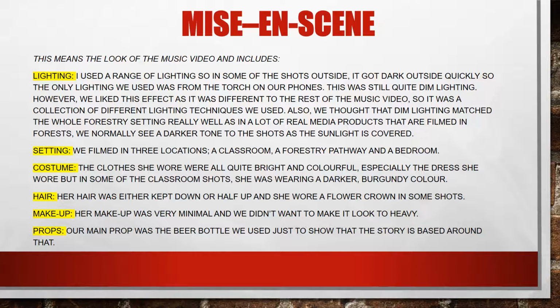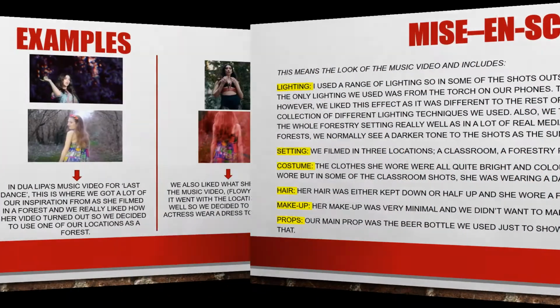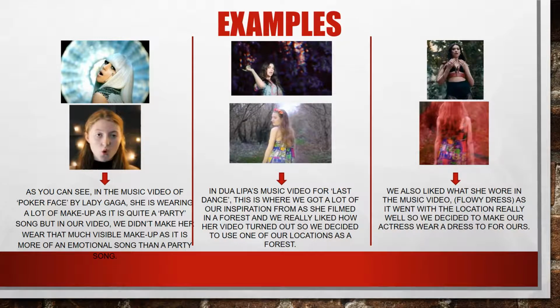For the setting, we filmed in 3 locations: a classroom, a forestry pathway and a bedroom. For costume, the clothes she wore were all quite bright and colourful, especially the dress that she wore, but in some of the classroom shots she was wearing a darker burgundy colour. Her hair was either kept down or half up, and she wore a flower crown in some of the shots. Her makeup was very minimal, as we didn't want to make it look too heavy since it wasn't such a party song. Our main prop was the beer bottle we used, just to show that the story is based around alcohol. Here are some comparisons of mise-en-scène.